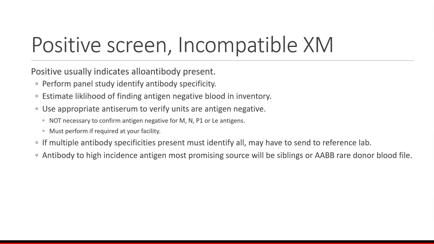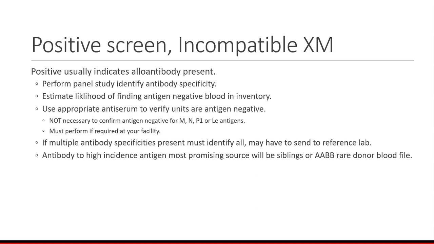You must use appropriate anti-serum to verify the units are antigen negative. The exception is it's not necessary to confirm antigen negative for M, N, P1, or Lewis antigens. Now, they must be cross-match compatible, but you don't have to verify that the compatible units are antigen negative.